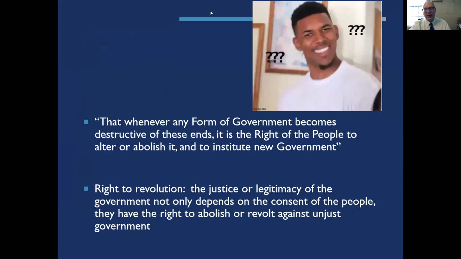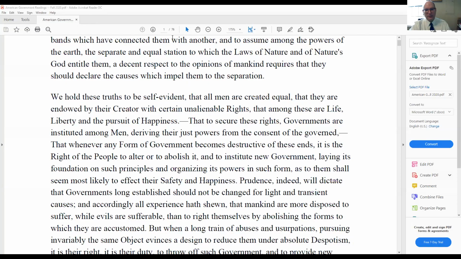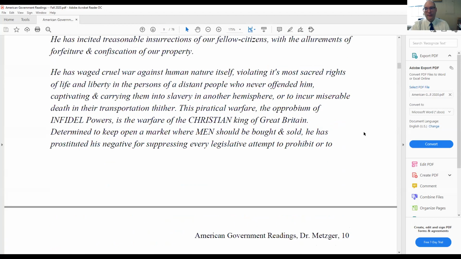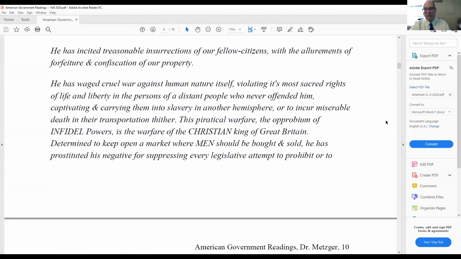So let's go back real quick to the Declaration of Independence here. In your course packet, you will see that you also have the original draft of the Declaration of Independence, which Jefferson wrote by himself and submitted to this committee. They made some changes. Franklin and John Adams were on the committee. I think there were one or two other people.